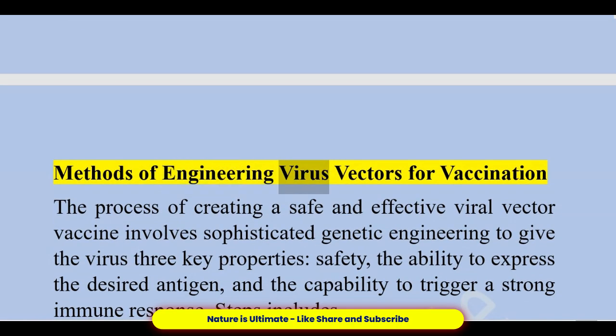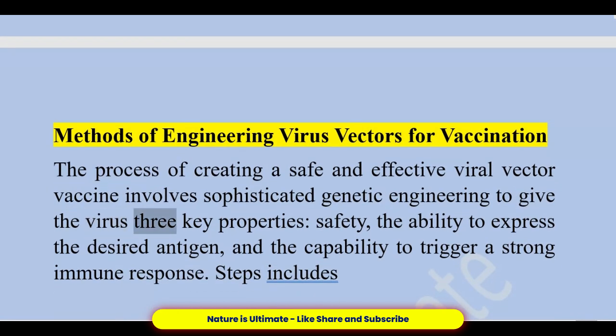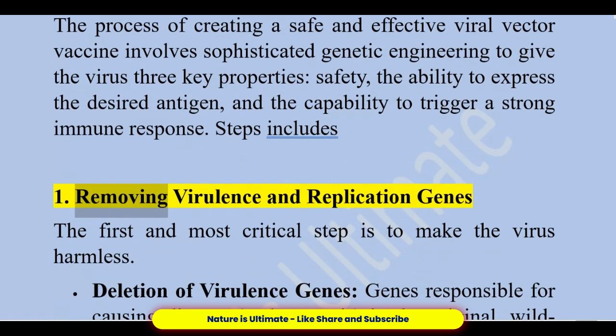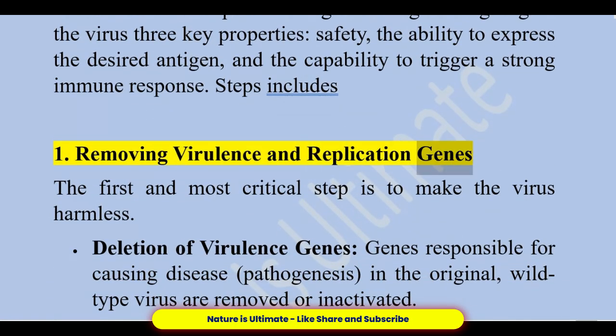Methods of engineering virus vectors for vaccination. The process of creating a safe and effective viral vector vaccine involves sophisticated genetic engineering to give the virus three key properties: safety, the ability to express the desired antigen, and the capability to trigger a strong immune response. Steps include: 1. Removing virulence and replication genes.